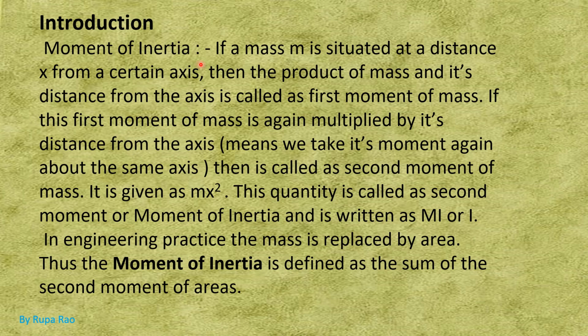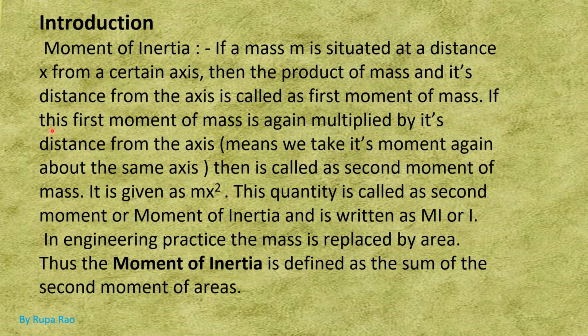Introduction. Moment of inertia. If a mass m is situated at a distance x from a certain axis, then the product of mass and its distance from the axis is called the first moment of mass. Just like in engineering mechanics or applied mechanics, moment is the product of force and perpendicular distance. Here, instead of force the mass is taken, and x is the distance from a certain axis. So m into x is called the first moment of mass.